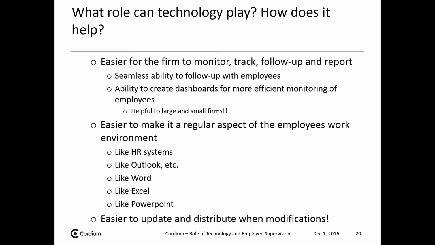And again, revisiting that same concept, it's just got to be there to deal with change and be modified. So it's easier to update and distribute when modifications are made. It's much easier to do that, and that's especially true at really large firms.